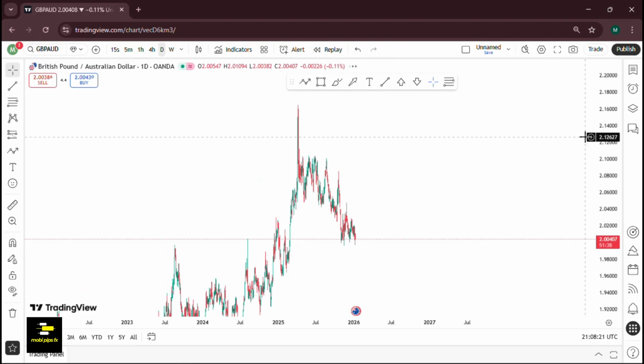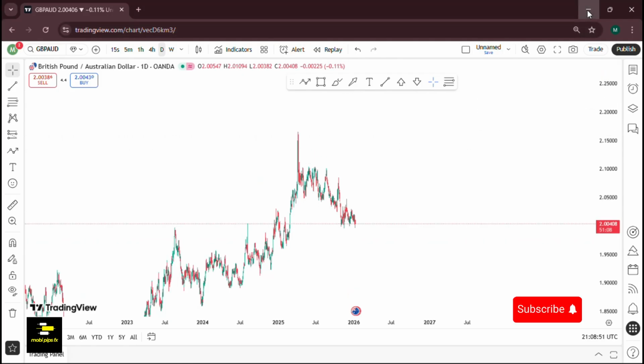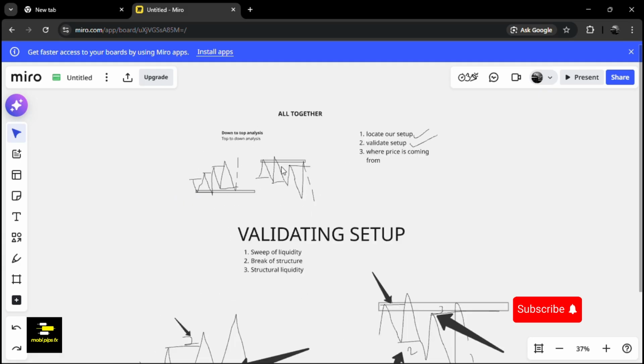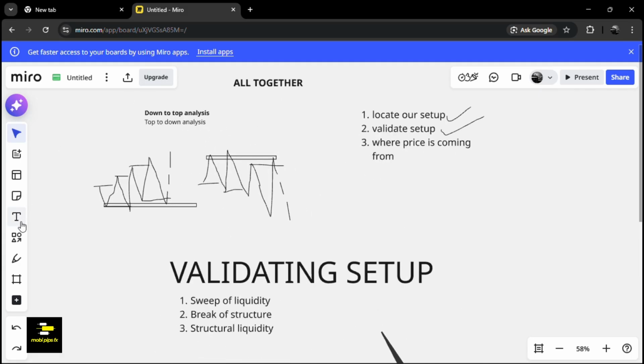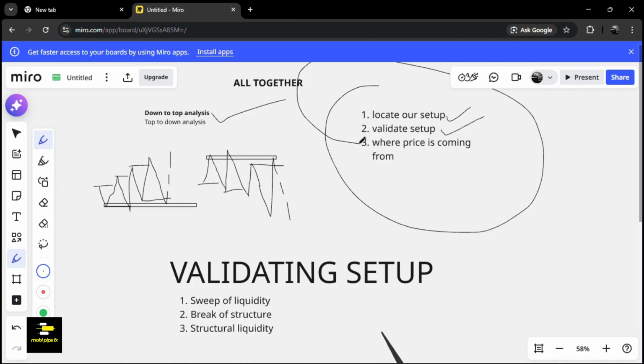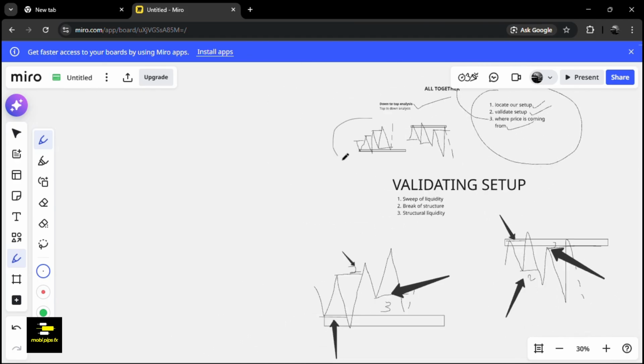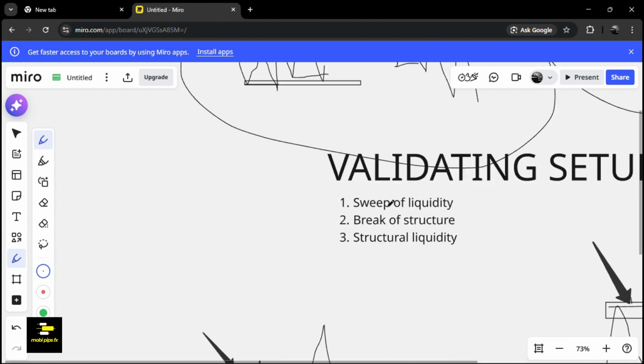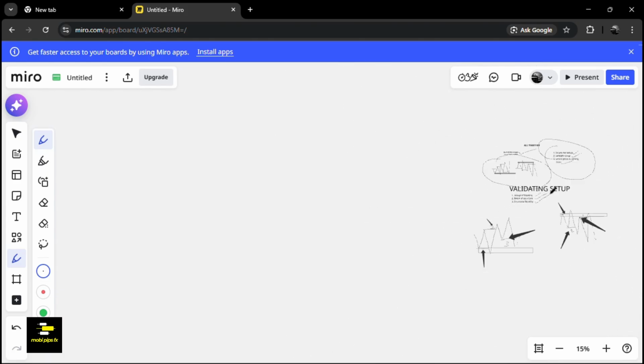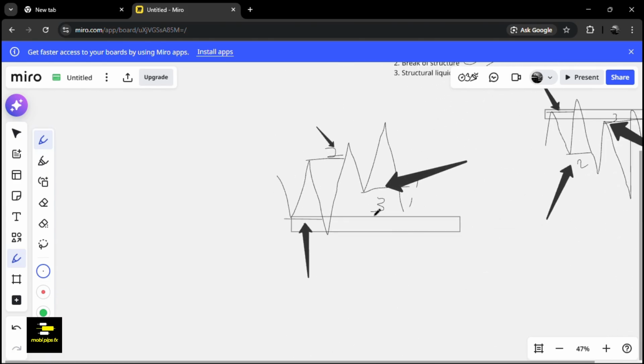Ladies and gentlemen, we have learned a lot. We have learned to put everything together. We have learned the top-down analysis. Okay, we learned to locate our setup, validate our setup, and tell where price is coming from. We drew our setups. We validated them. We said we are looking for what? A sweep of liquidity, a break of structure, and structural liquidity. Then we labeled the diagrams: a sweep of liquidity, a break of structure, and then structural liquidity.